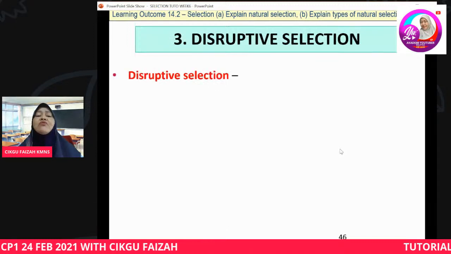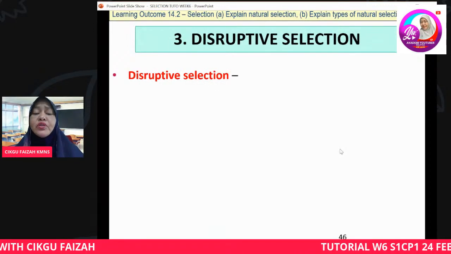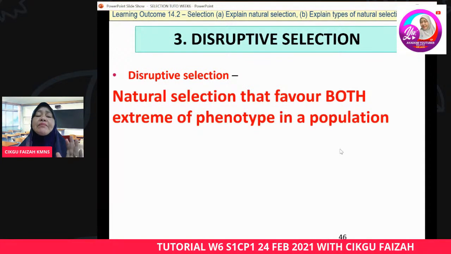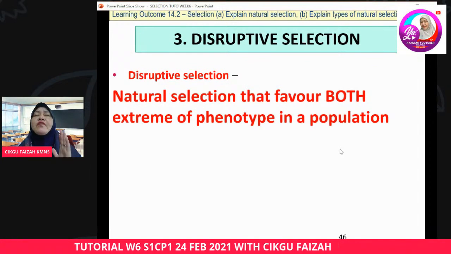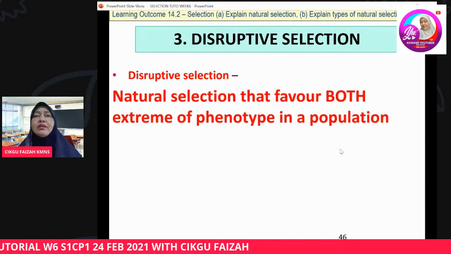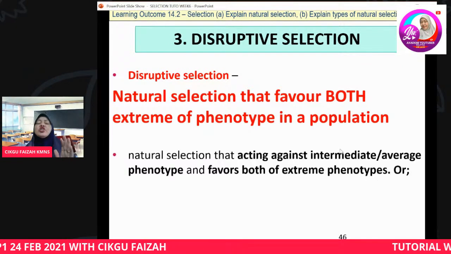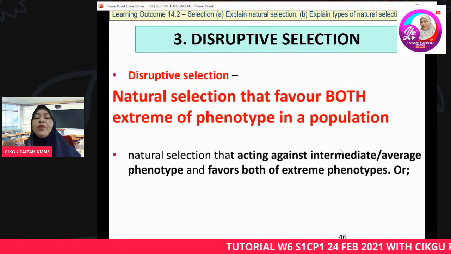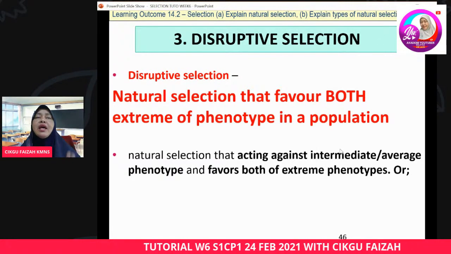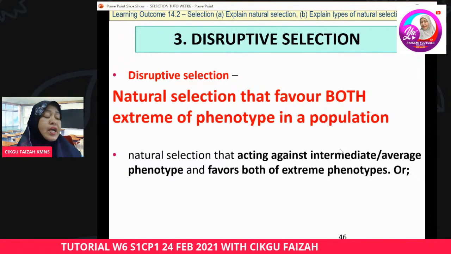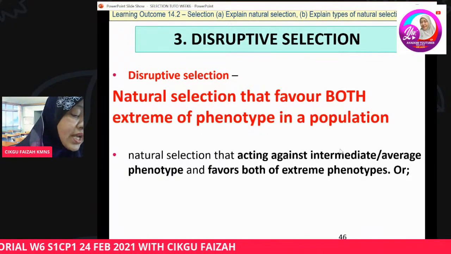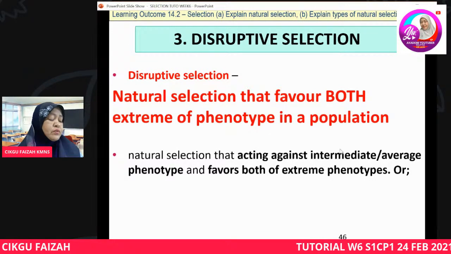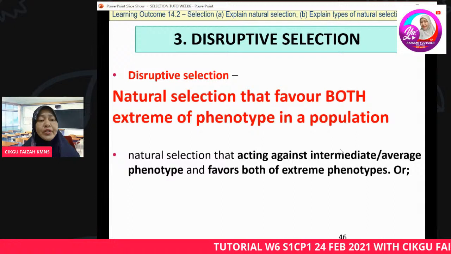Okay. The third one is what is called disruptive. This one is different from the other two because disruptive does not favor the intermediate. Meaning this selection favors both extreme phenotypes and goes against the intermediate. Referring to our notes page 77, please highlight that point. Okay, all right.